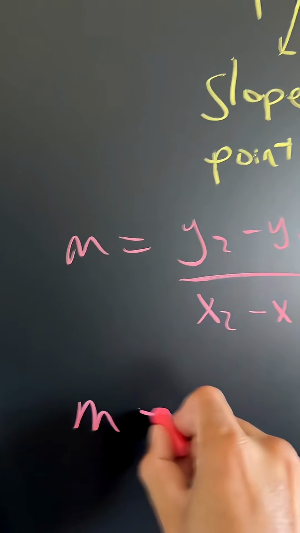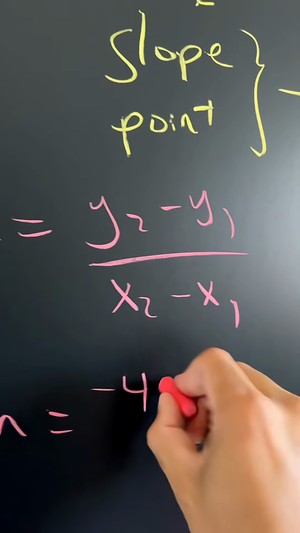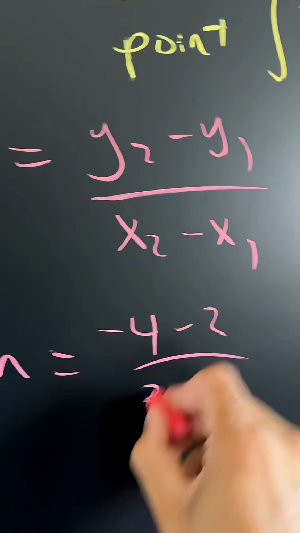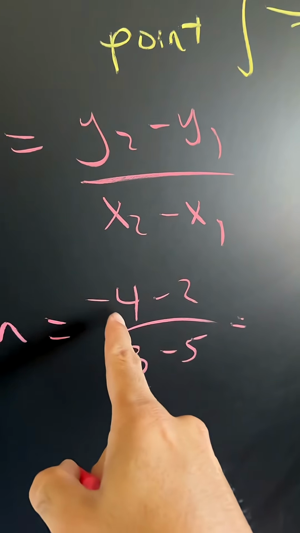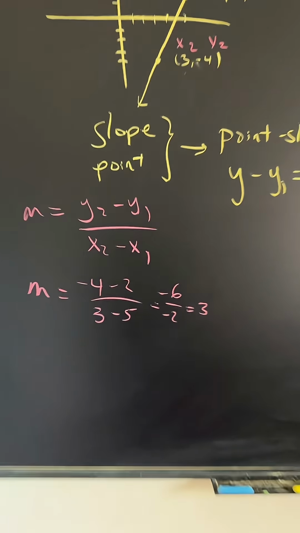So my m will be y2, which is -4 minus 2, all over 3 minus 5. We go ahead and just simplify this. This is -6 over -2, so we have a slope of 3.